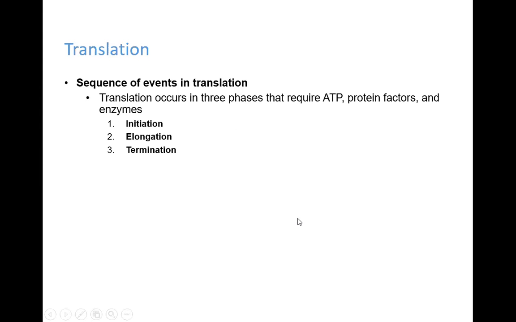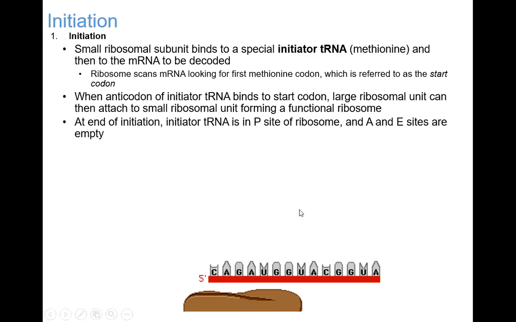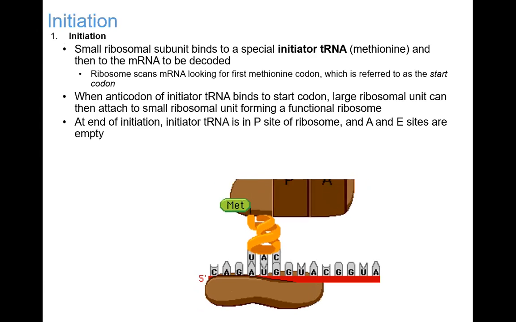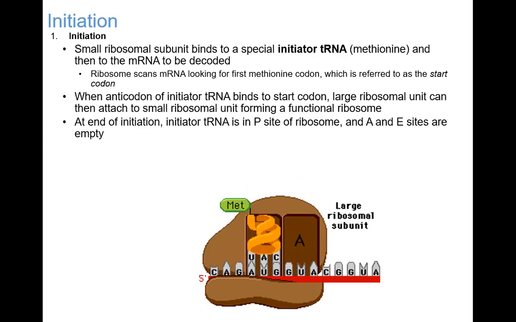Now in translation, we have 3 steps, just like we had in transcription. We have initiation, elongation, and termination. So the first thing that has to happen is initiation. We have to find the starting point. Now, at the beginning of every section of messenger RNA, there is going to be an initiator, and the initiator is going to be the codon AUG.